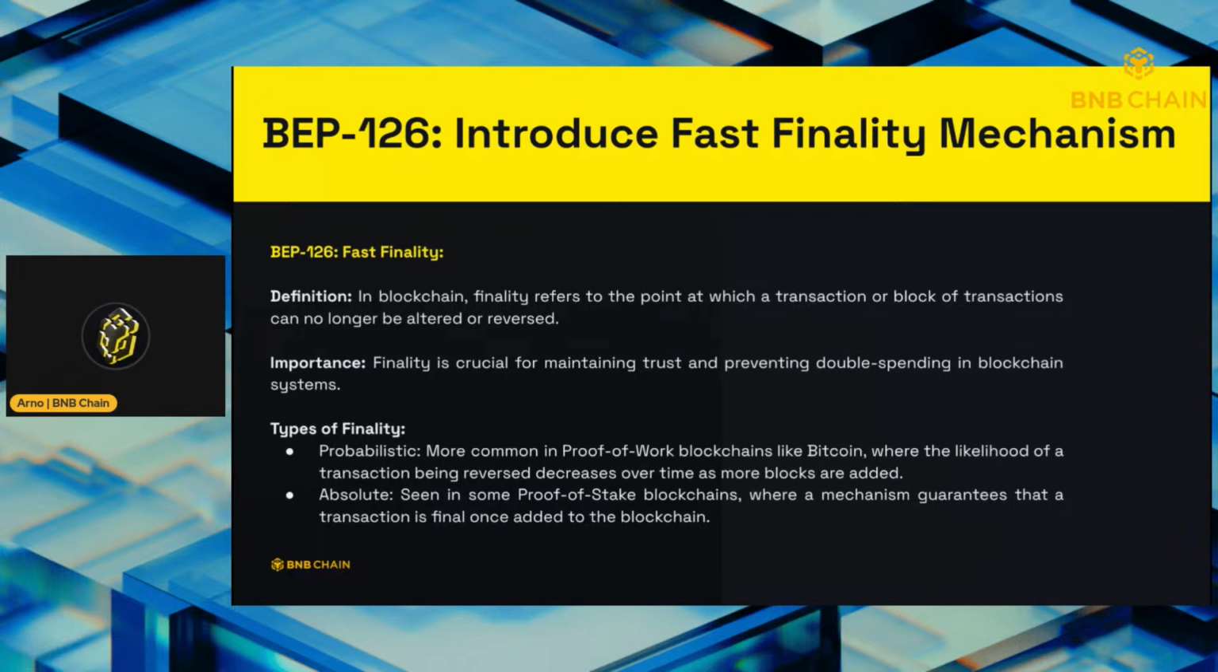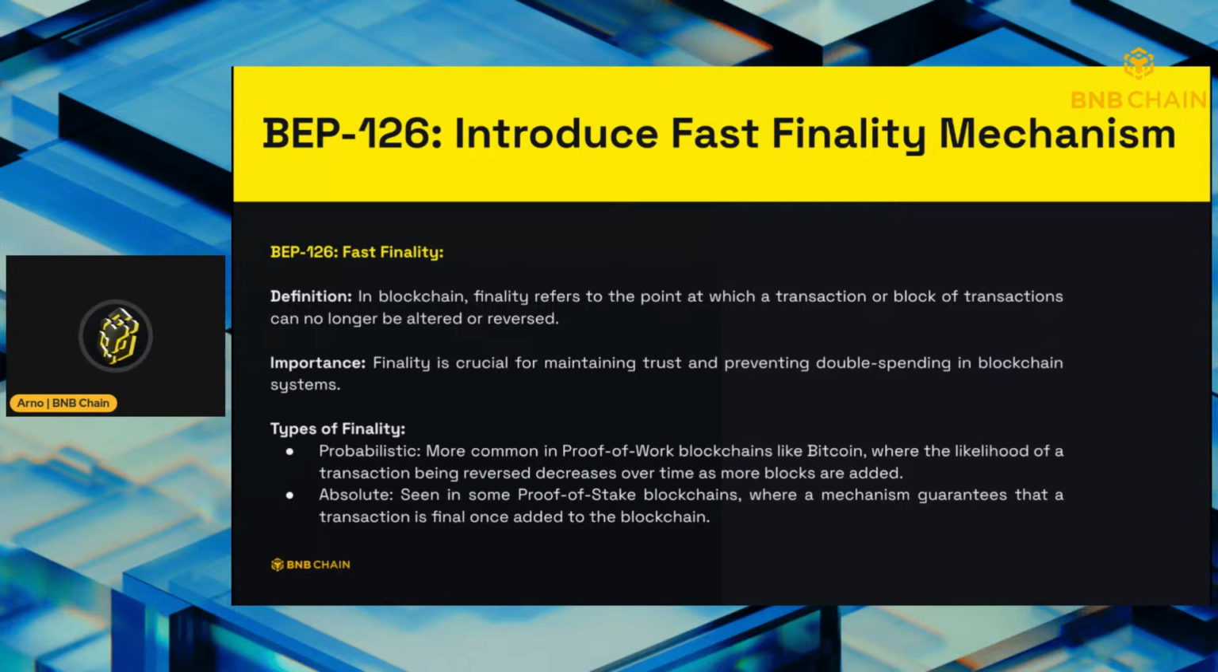The current one within the BSC network is probabilistic as well, which means after a certain amount of blocks, currently between 10 and 15 blocks, we can basically expect that the block is not going to be altered or reversed. And in some other type of finality, we call it absolute finality, which can be seen in some specific proof of stake blockchains where a mechanism specifically guarantees that a transaction is finalized after a certain amount of time once it's added to the blockchain.